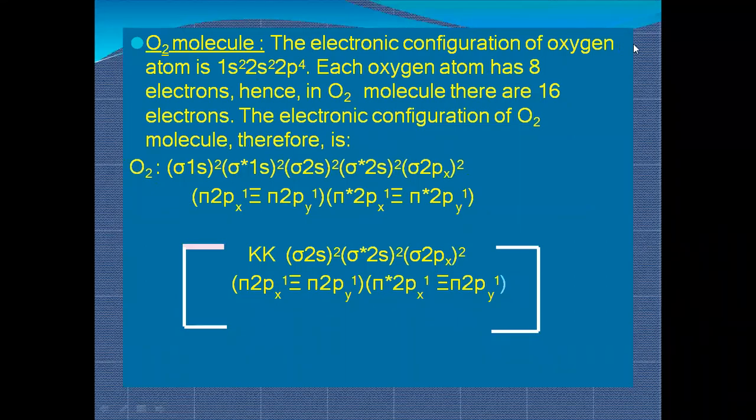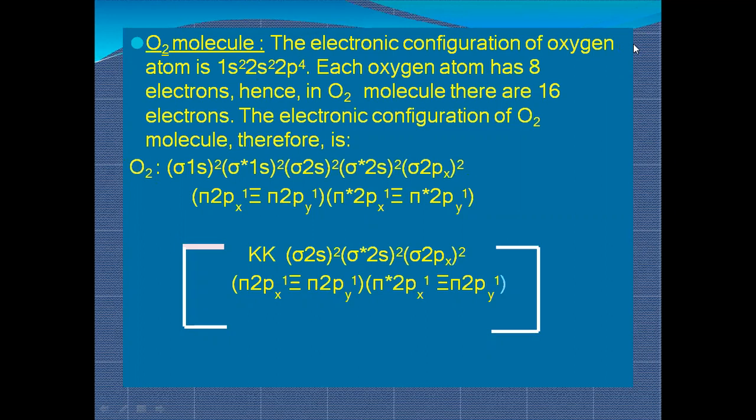So let us talk about the oxygen molecule today. The electronic configuration of the oxygen atom is 1s2, 2s2, 2p4. In p we have two unpaired electrons, right? Means both 1s and 2s are completely filled, but in 2p there are 4 electrons.